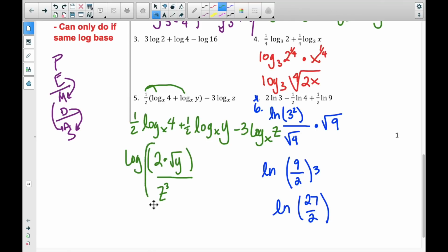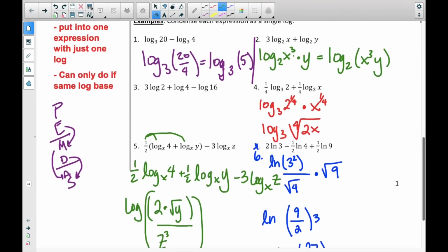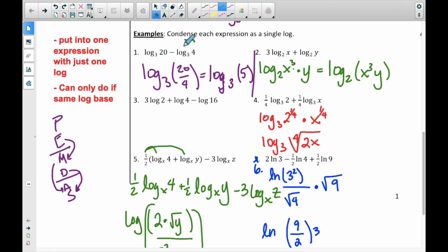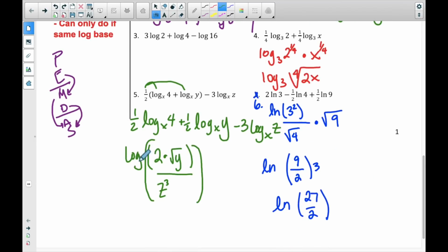And so this log is taking the log of this whole thing. And that's how I would leave it, as the log of all of this. And I put those extra parentheses in there. You probably don't need some of those, but I'm showing you that all of that is taking the log of that. And back to, how do I know when I'm done? Well, we are condensing here. And when you condense, you want it to have just one log. And so on number 5, I put all that together and made it into a single log. That is condensing.